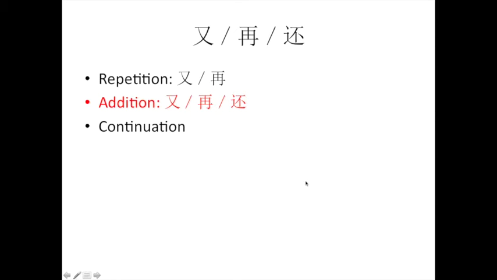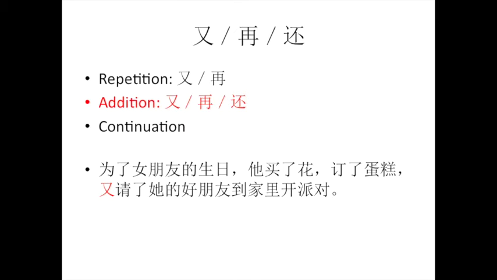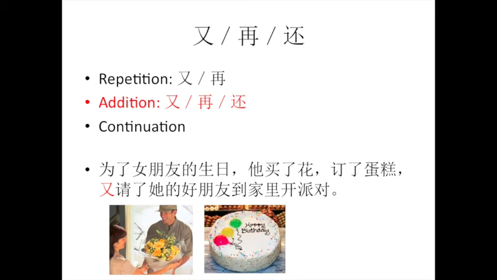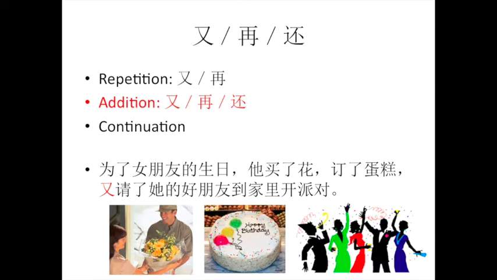Now let's look at the addition of more actions. Let's look at this example. 为了女朋友的生日，他买了花，订了蛋糕，又请了他的好朋友到家里开派对。For his girlfriend's birthday, he bought flowers, ordered a cake, and invited her friends to come for a house party. We use 又 to indicate that the third action was added on top of the first two.